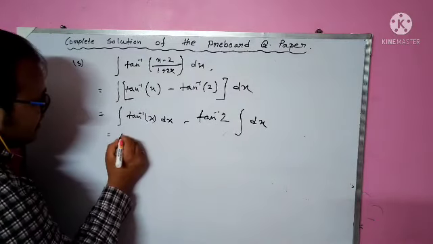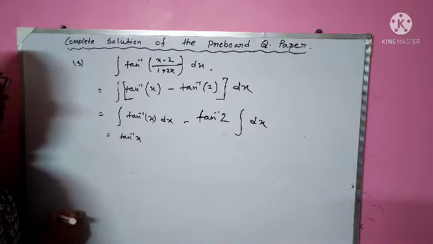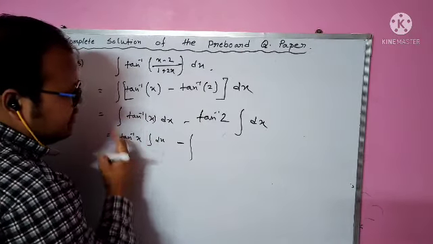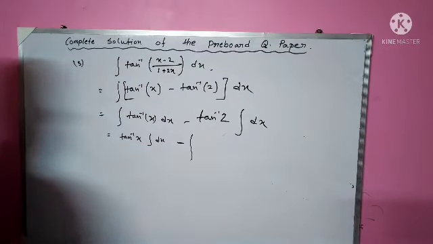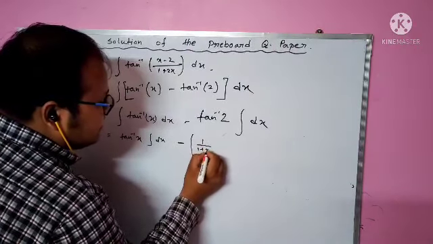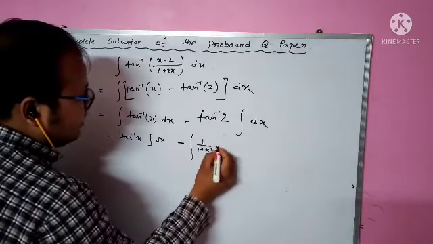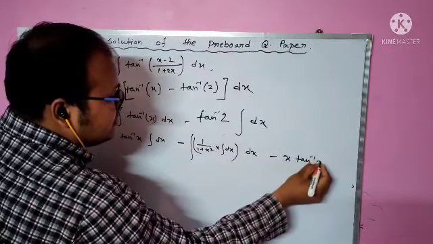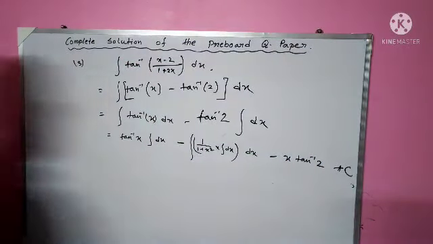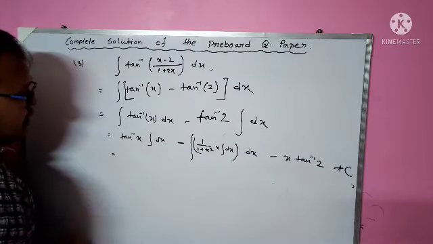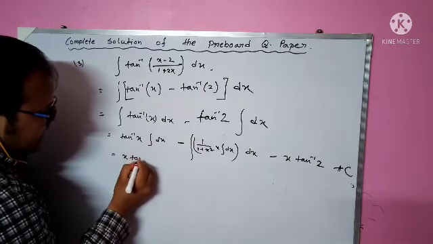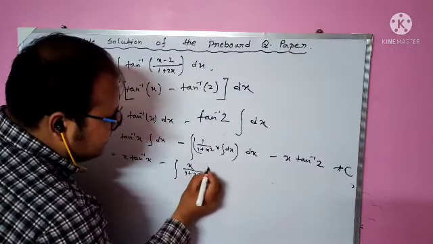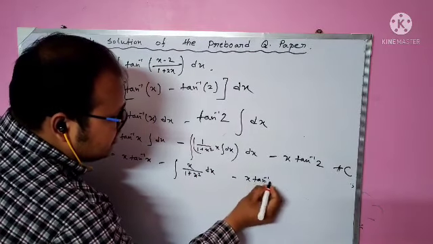So for the integral of tan inverse x dx, you will take tan inverse x as the u function, and the integral of dx as the other, then minus the integral of the derivative of the u function. If you take the derivative of tan inverse x, you will get 1 by 1 plus x square, into the integral of dx, and then minus x tan inverse 2 plus c. Let us take the integration constant from here only, because we have done some integrations. Okay, fine. So this portion is x tan inverse x only, minus the integral of x divided by 1 plus x square dx, minus x tan inverse 2 plus c.